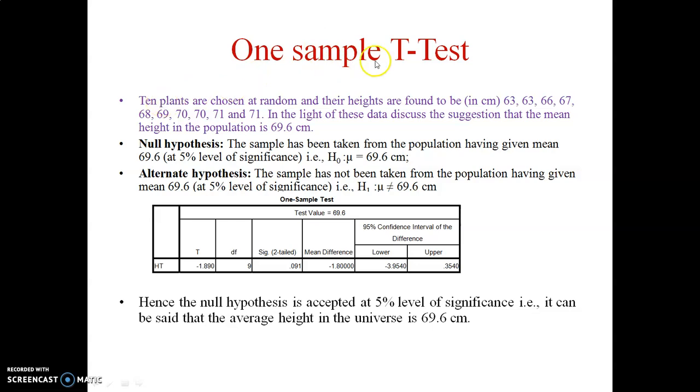Here we perform the one-sample t-test. There is a problem: 10 plants are chosen at random and their heights are found in centimeters. Here I have framed the null hypothesis that the height of the trees will be 69.6 centimeters. But I have just claimed that; whether it is true or not, we don't know. So the alternative hypothesis has to be framed opposite to it, and then we have to test it. Now we are going to test it in SPSS.